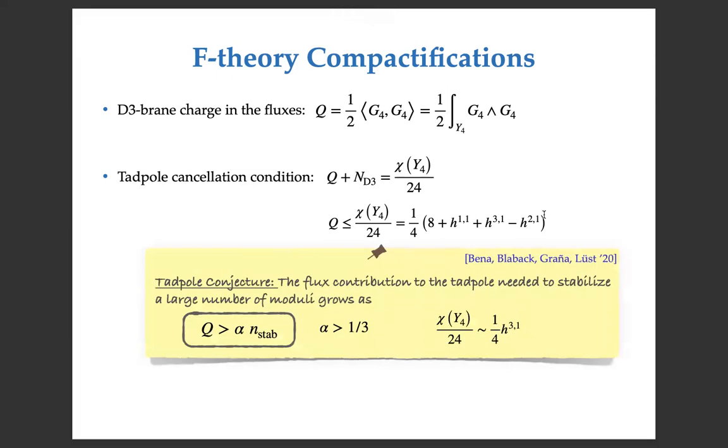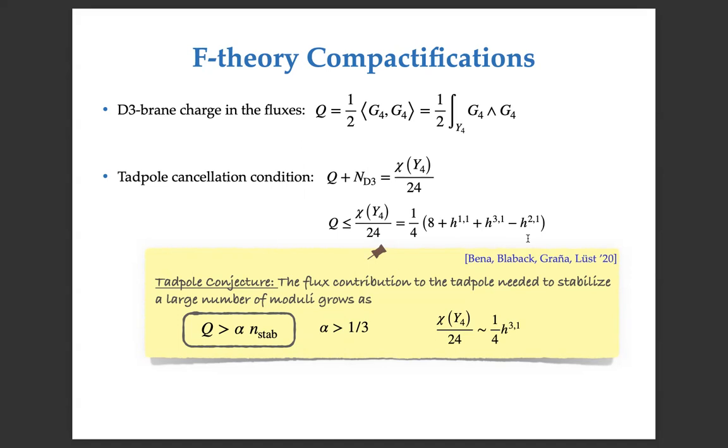Now, what the tadpole conjecture says is that the flux contribution necessary to stabilize a large number of moduli n actually grows linearly with the number of stabilized moduli. So this Q grows as alpha times the number of stabilized moduli, with this alpha greater than 1/3. This means that for large h^{3,1}, so for a large number of complex structure moduli, we can never satisfy this when we stabilize all the moduli. And this is the statement of the tadpole conjecture.